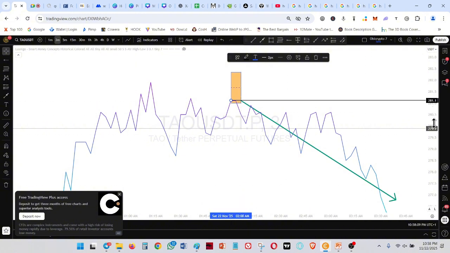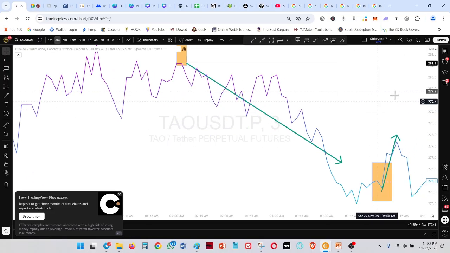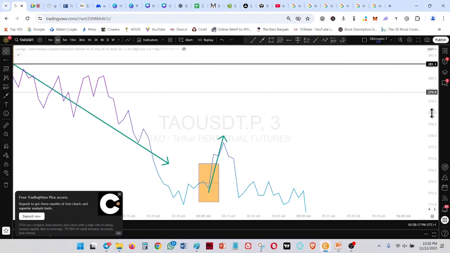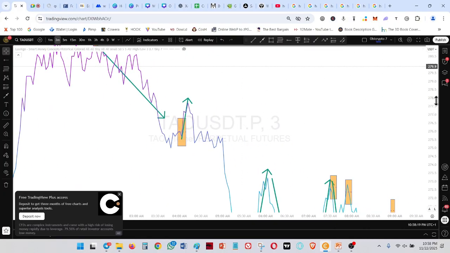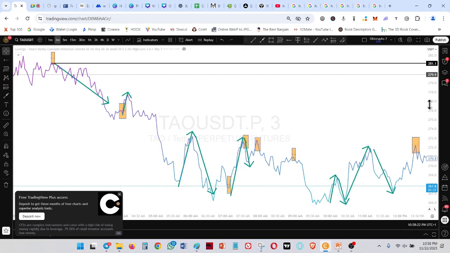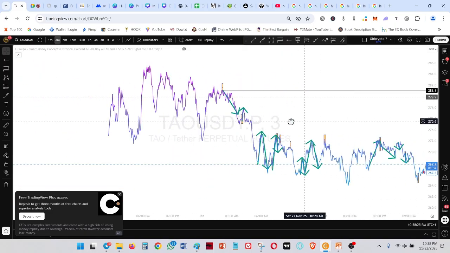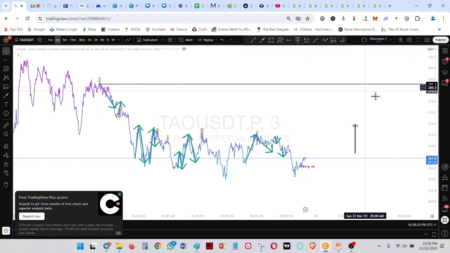And it happened at what level? $281. And from that 281, look at what happened. Let me even compress this chart. Look at what happened from that level. Up to today, from that day, price has not gone back to that level again. Gentlemen, do you see what's happening? Right now, the current price is $267. From 281, we are at 267. Price has not gotten back to that level again.